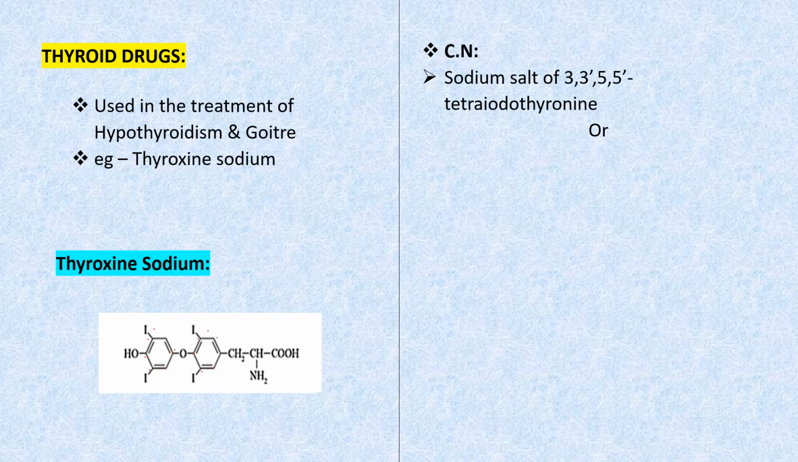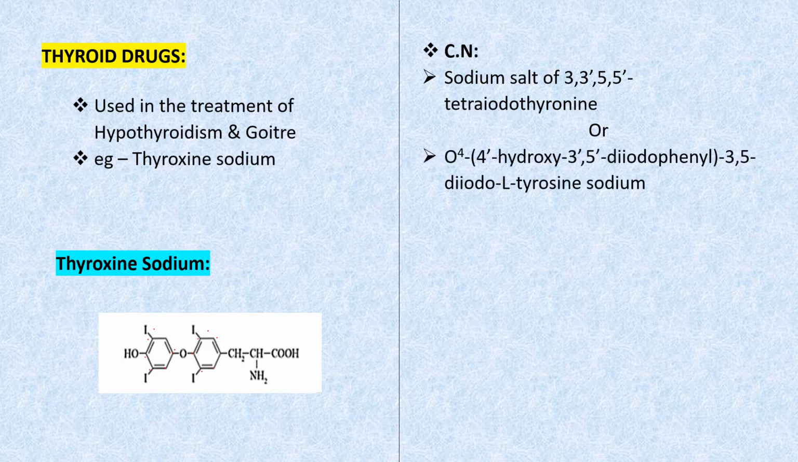You can give the numbering in a second way also. Instead of considering the basic skeleton as thyronine, I can consider tyrosine also. If I consider tyrosine, this will be the chemical name. O4. Why O4? If I give the numbering 1, 2, 3 and 4, at 4th position oxygen is present, therefore I have written O4. At O4, what is the substituent group? This is your substituent group which is present at oxygen.